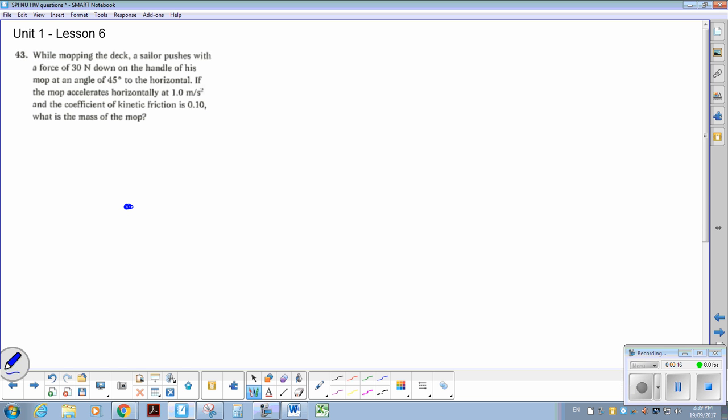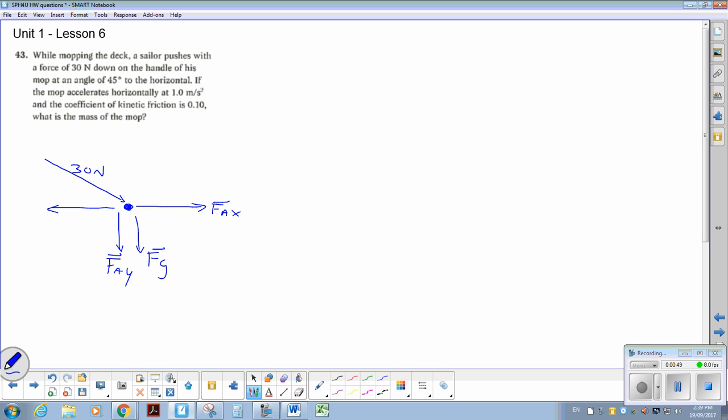So if this represents our mop head right here, he or she is pushing down on the handle with 30 newtons of force. Now that's going to result in an FAX, so a force along the x-axis pushing the mop on the deck, but it's also going to put additional force downward on the mop of FAY, so it makes the mop feel heavier in terms of newtons than it really is, because it also has a force due to gravity acting on it.